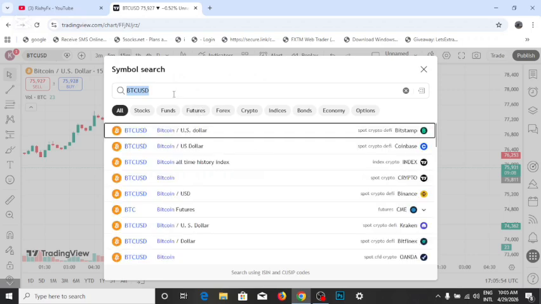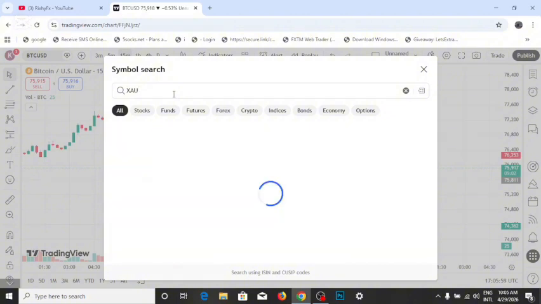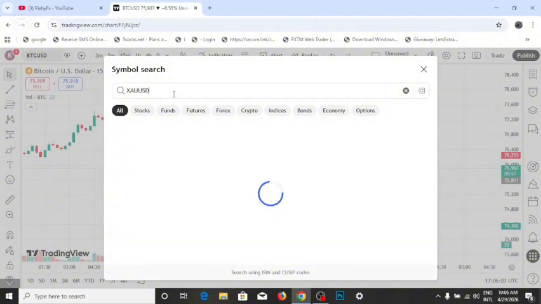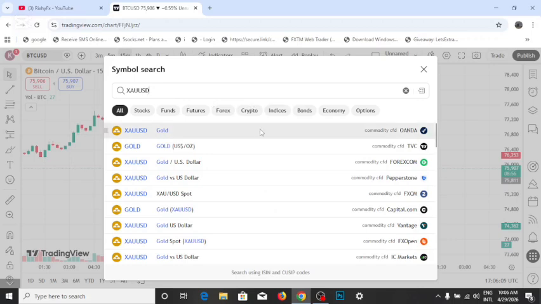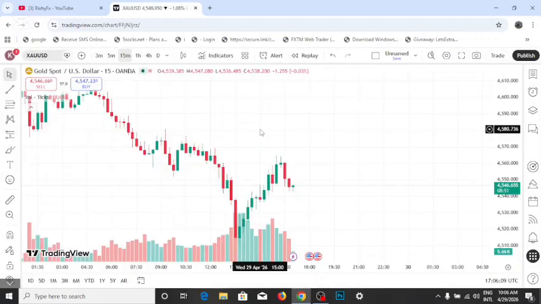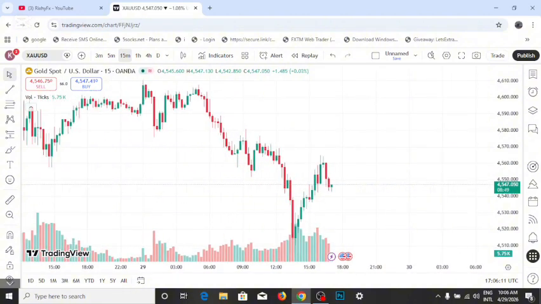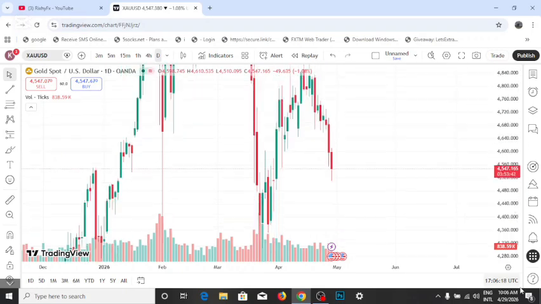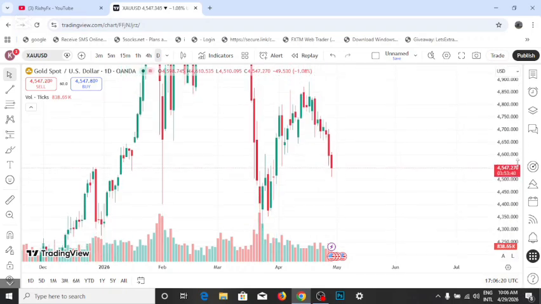Go to your symbol search and you search for XAUUSD. So this is gold. You just choose gold, and then it's going to bring up the gold chart. So you can see the gold chart. The first thing you want to do is go to the daily time frame.